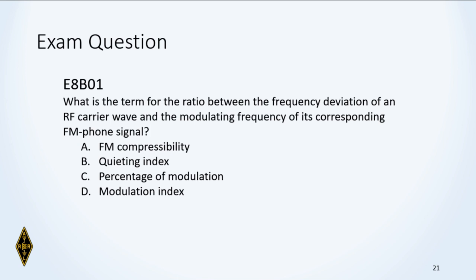What is the term for the ratio between the frequency deviation of an RF carrier wave and the modulating frequency of its corresponding FM phone signal? Now, we talked about modulation index and deviation ratio. Do we see one of those in the answer? Yep. And they made that easy because you don't have to distinguish between the two. There's a harder one coming up. But you're going to get that because I gave you all the clues.